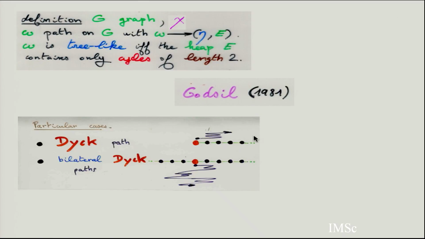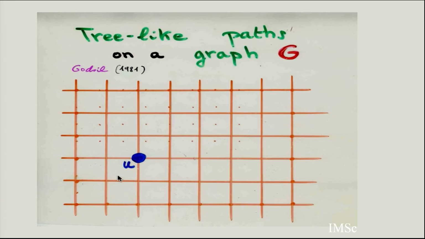Of course, take a Dyck path: the projection of a Dyck path, when you move on this line, if you are at i, you go to i plus 1 or i minus 1. So the only cycles which will fall down on the heap will be cycles of length 2. The bilateral Dyck path is also the same, or more generally, a path on a tree. When you take a path on a tree, if you take the bijection with a self-avoiding walk and a heap, then only cycles of length 2 will fall down on the fundamental bijection. So that is a tree-like path on a graph.